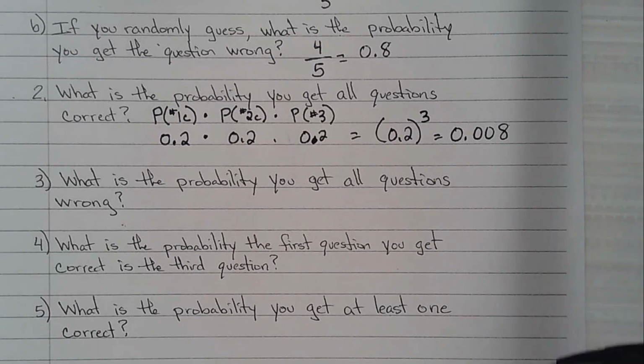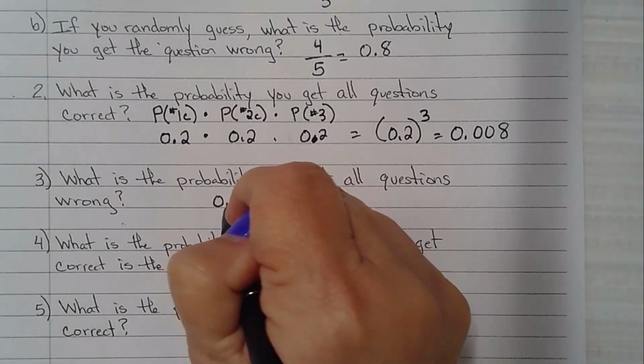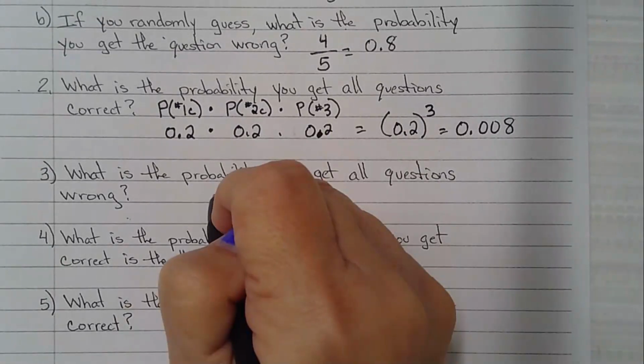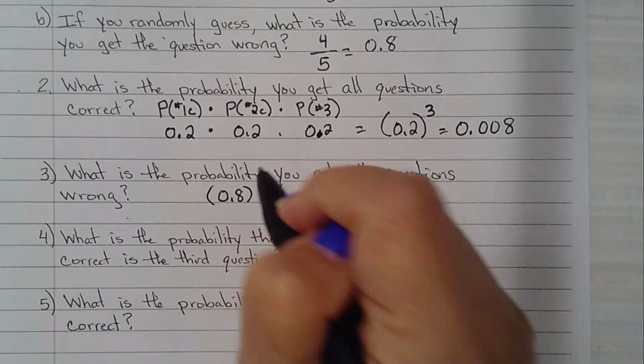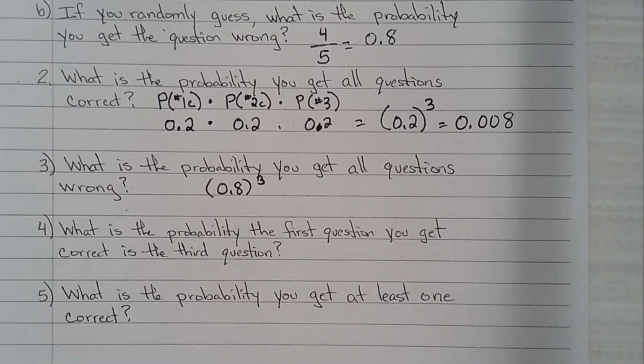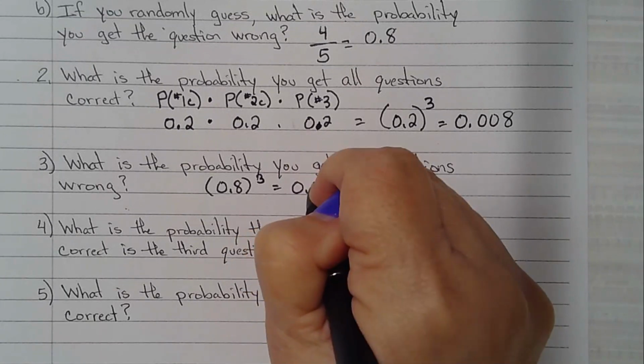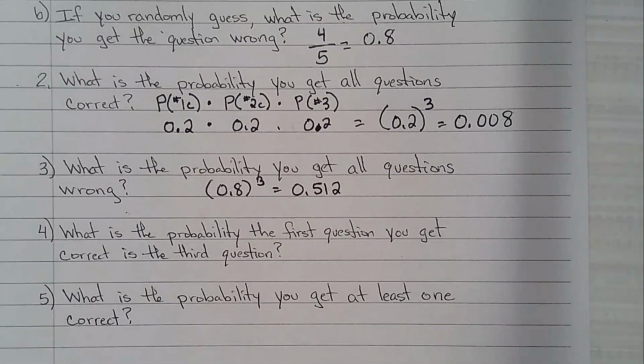The probability that you get 1 question wrong is 0.8. So the probability that you get all 3 questions wrong is going to be 0.8 to the 3rd power, which is going to be 0.512. So now you've got like a 51% chance that you're just going to get a 0 on that little quiz. Ouch.